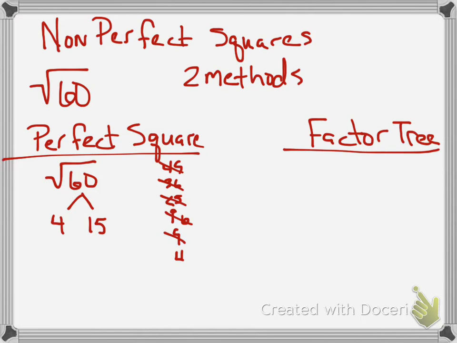Okay, so I can take the square root of 4, which is 2, and I can leave the 15 under the square root symbol. On a factor tree, what we're trying to do is break it down to prime numbers.